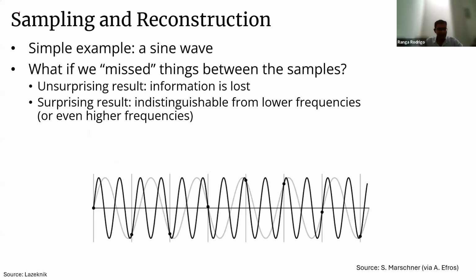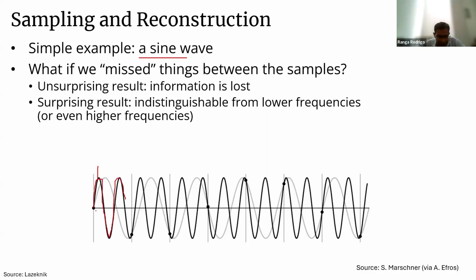So as an example, if you consider a sine wave, what if we miss the things between the samples? Unsurprising result: information is lost. Surprising result: indistinguishable from the lower frequencies. So what this means is, now you can see this black sine wave is of a high frequency, right? This black sine wave, high frequency signal. You can see it oscillates faster, right?